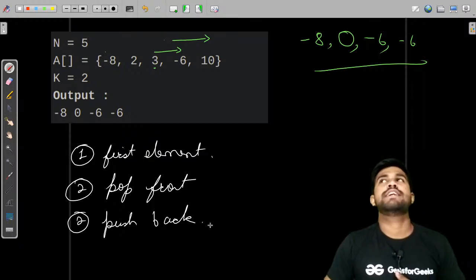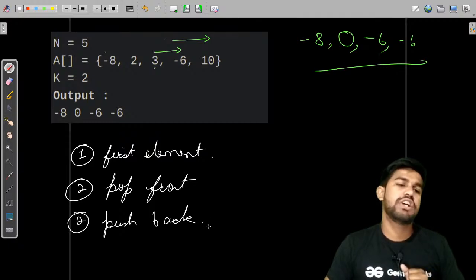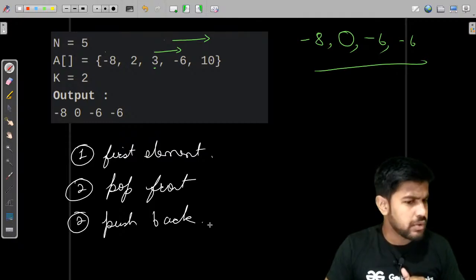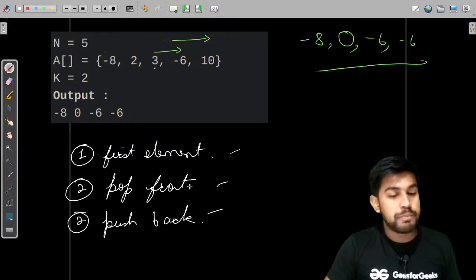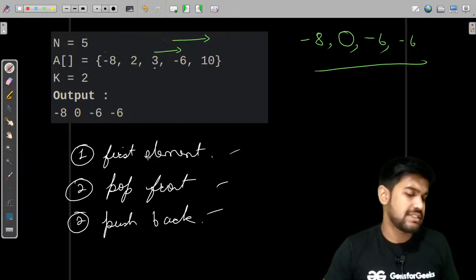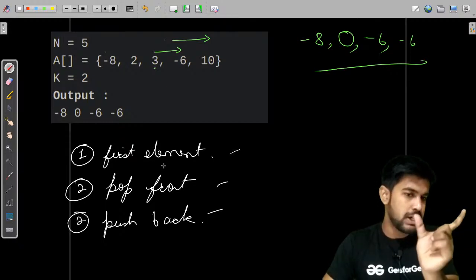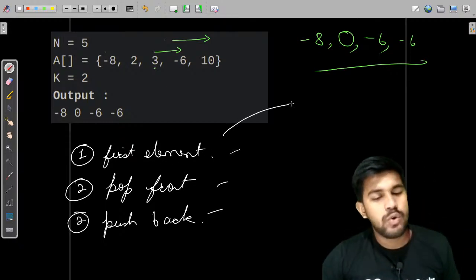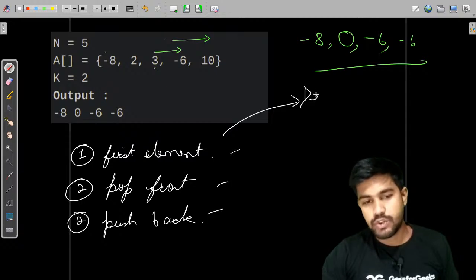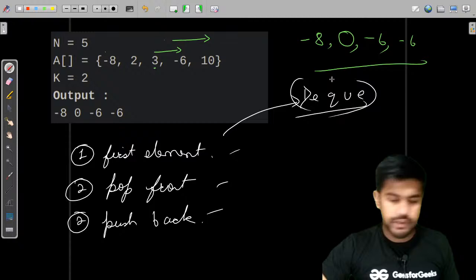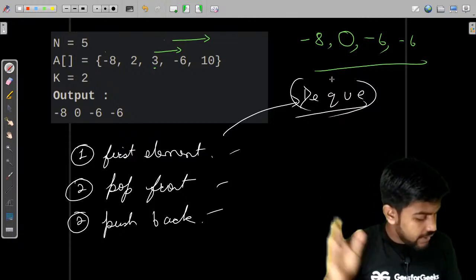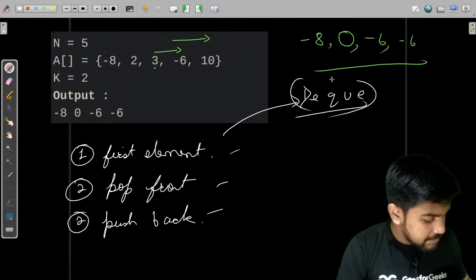Okay, then what are the things that we require? No, we don't require any more things. Fair enough. These are the three requirements. Whenever we need to pop from the front and push from the back, where both front and back are involved, we can only think of something like a doubly ended queue, which is deque in STL. Fair enough. Now we would use STL for this.